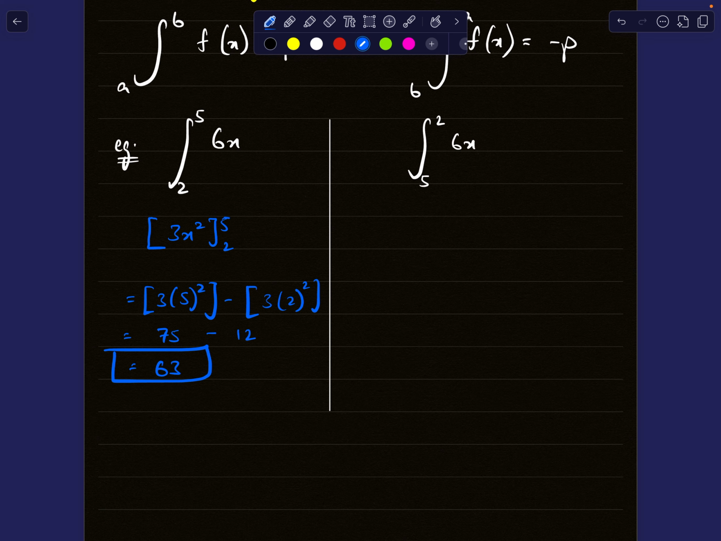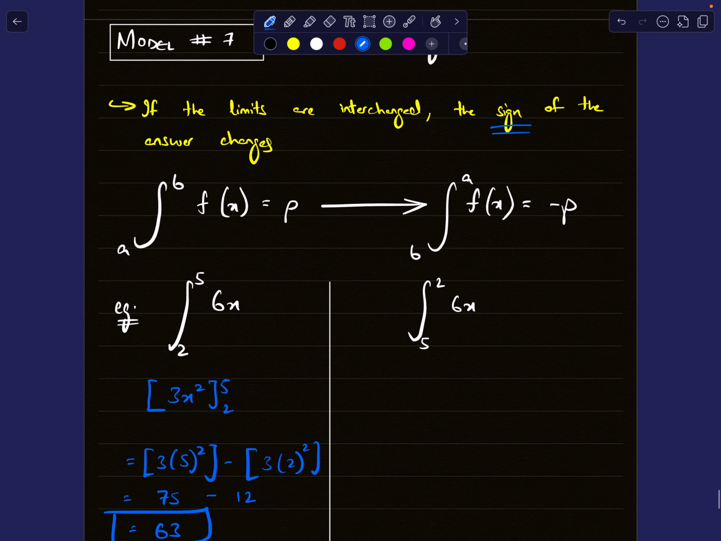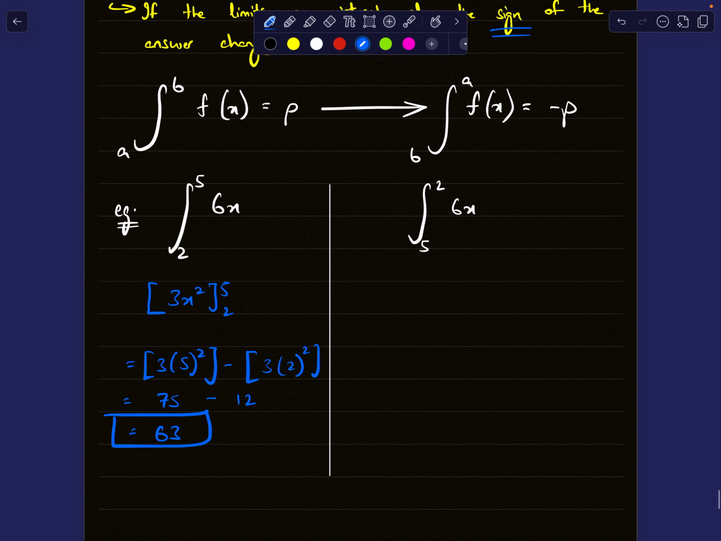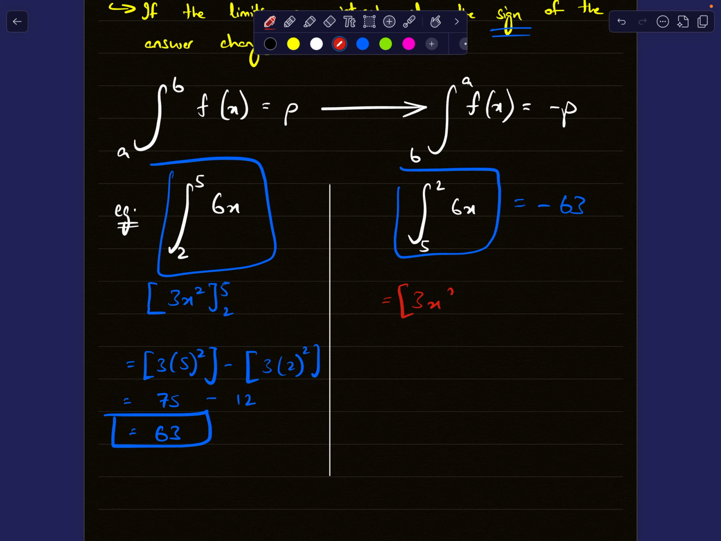What if the limits are interchanged? We expect the answer's sign to be interchanged as well. If this were given to you in the exam paper and the examiner made you solve this first, you can simply leave the answer as minus 63. But in this case, since I want to prove it to you, I will solve this part fully too.